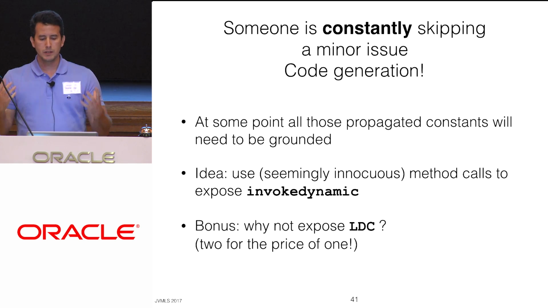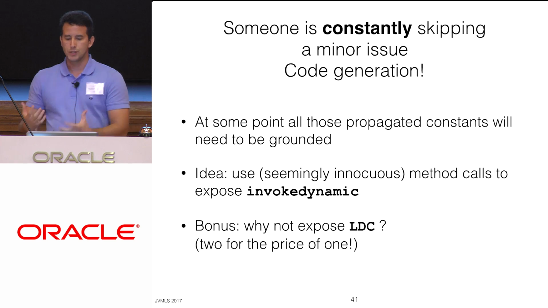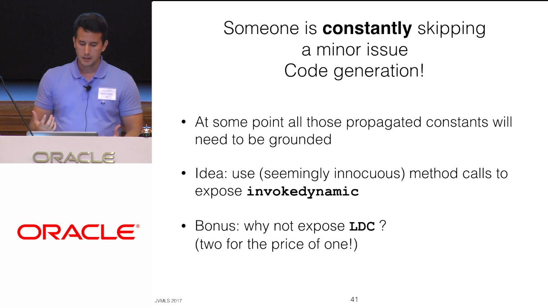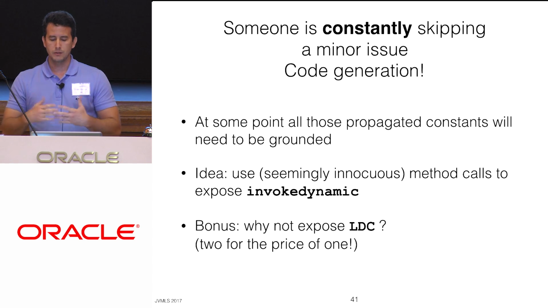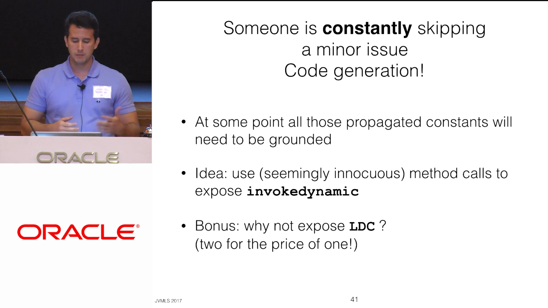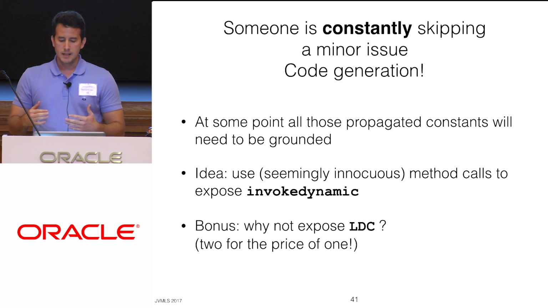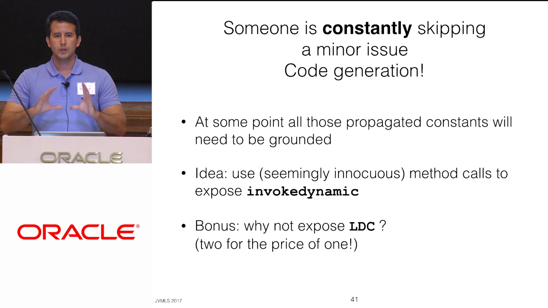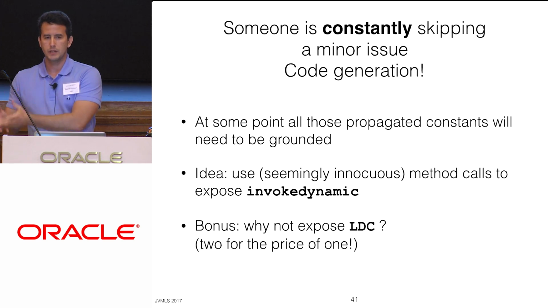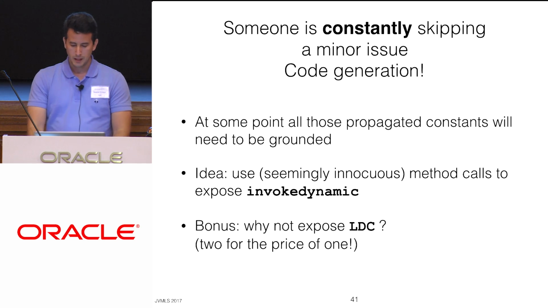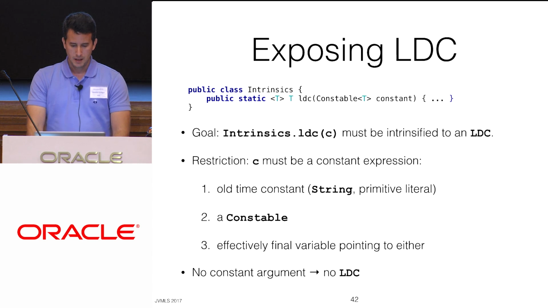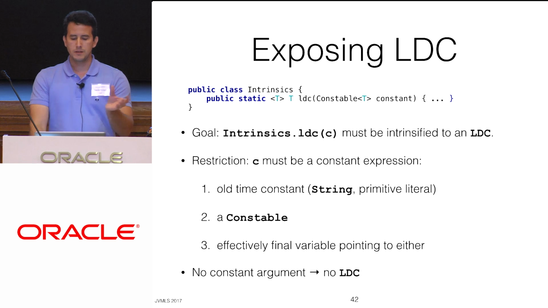Okay, constants, but at some point we have to go to code generation. So the idea to actually go to the code generation was to define a new class with two methods, InvokeDynamic and LDC, that the user has to explicitly use to tell the compiler, okay, I want an InvokeDynamic to be generated for this, and I want an LDC to be generated for this. So this is very explicit, no magic, and this is, for example, the definition for LDC.